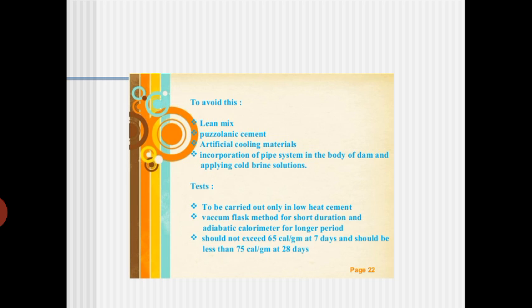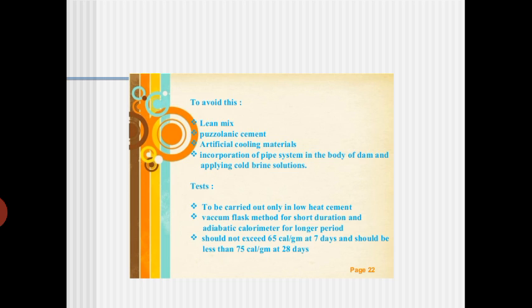And this is very important, the adiabatic calorimeter for a longer period. Normally the adiabatic calorimeter means constant pressure is maintained inside the flask. If any variation in the pressure occurs, you won't get the correct value in the thermoflask. It should not exceed 65 calories per gram at 7 days, and should be less than 75 calories per gram at 28 days.